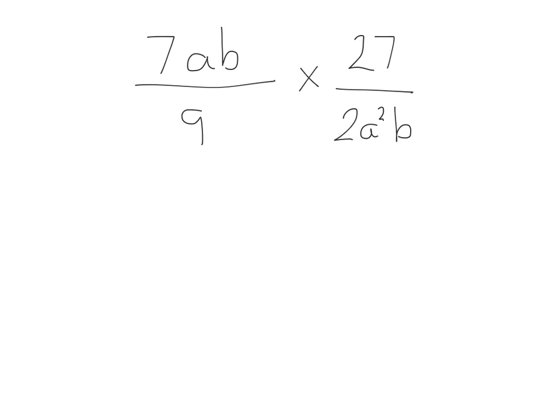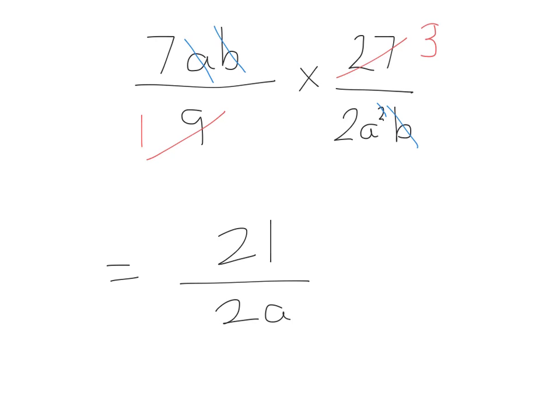Hopefully we can see straight off that the b's can cancel. And this a can cancel with one of the a's in a squared, because a squared means a times a. On my other diagonal I've got 9 and 27. They can both be divided by 9: 9 divided by 9 is 1, 27 divided by 9 is 3. Then I just read along the top. 7 times 3 is 21. On the bottom, 1 times 2a is 2a. Be very careful when you're doing this, remembering to include all your terms.